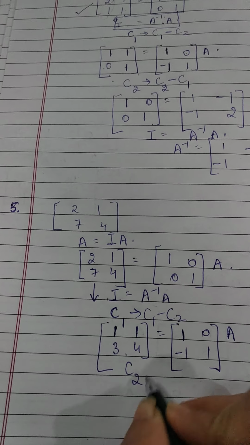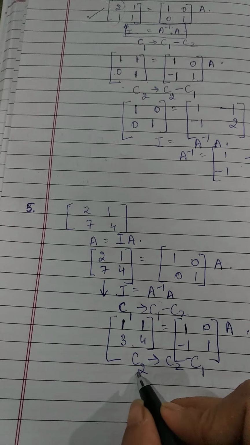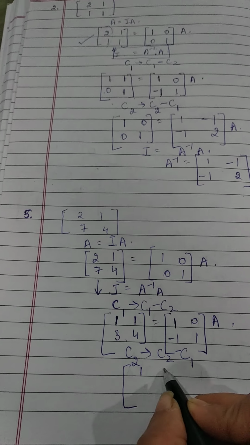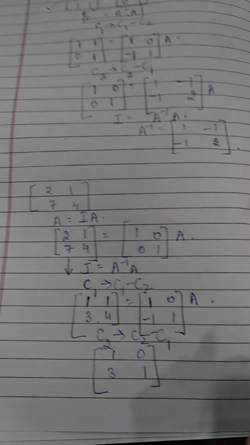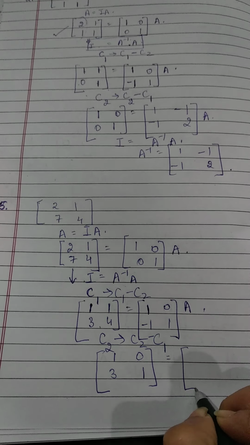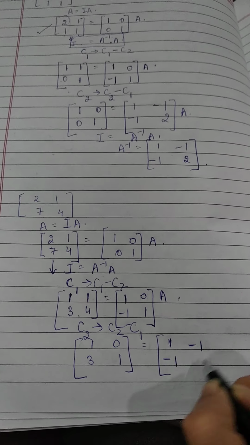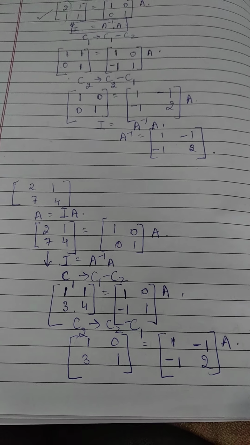I can apply simply C2 is C2 minus C1, right? So I have this as C2 minus C1, so that's 1. This becomes 0, this becomes 3, and that becomes 1 again, right? And this is C2, 1, and this is minus 1, this is minus 1, and this is 2, and this is A as it is, right?